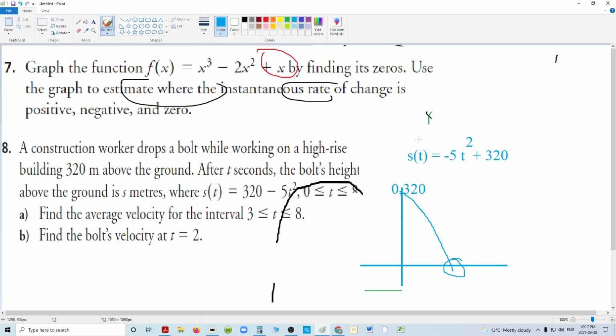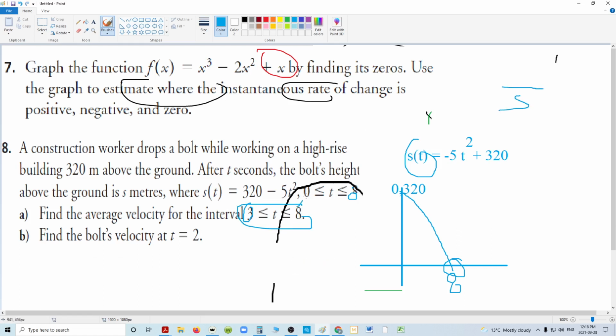It's going to hit the ground when this is 0. When's this 0? Well, you set this equation equal to 0. And it says 8 seconds, so probably 8 seconds is when it hits the ground because we're dealing with 0 to 8. Find the average velocity between 3 seconds and 8. Okay, what's the delta x here? 8 minus 3. So the delta x is 5.